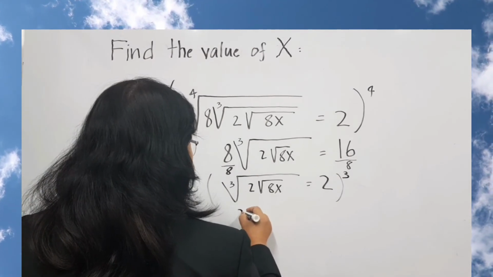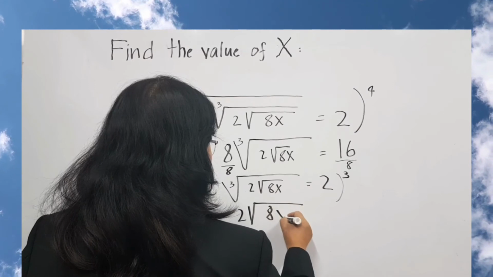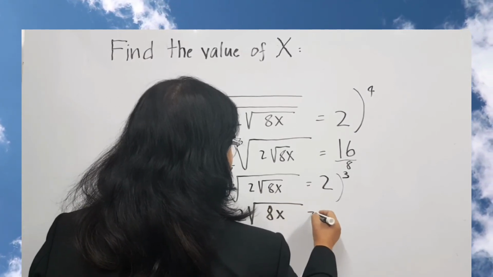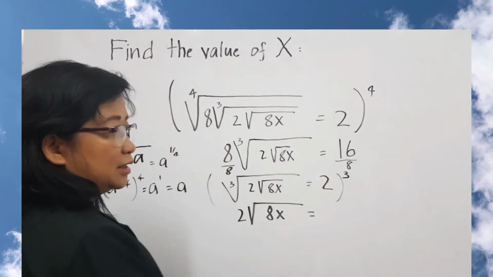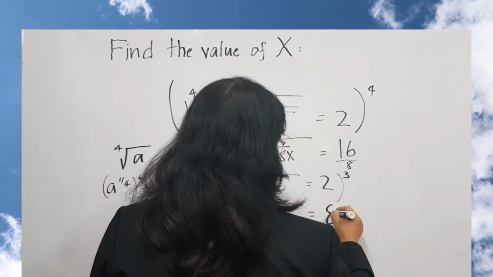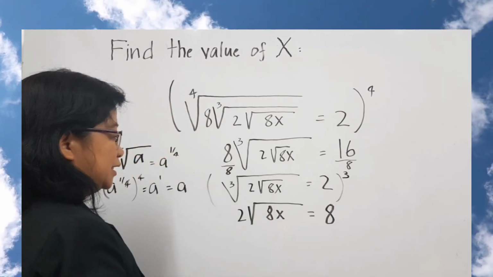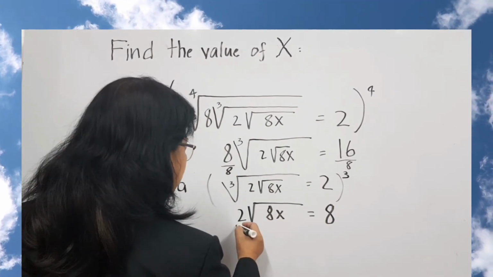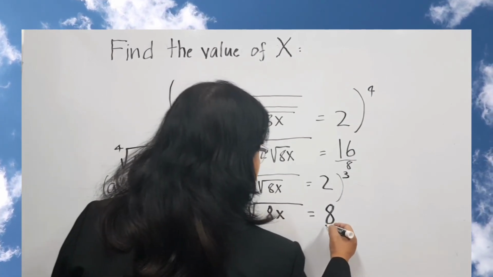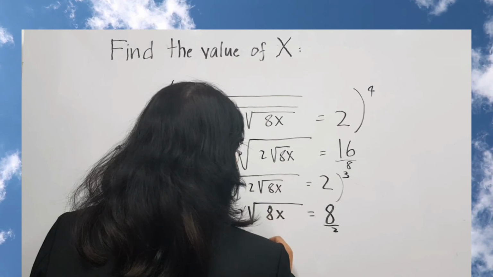Therefore, 2 times the square root of 8x is equal to 2 raised to the exponent 3, which is equal to 8. 2 times 2 times 2 is equal to 8. Now, again, we have to divide by 2 because it is divisible by 2. So, this is cancelled. This is 4.